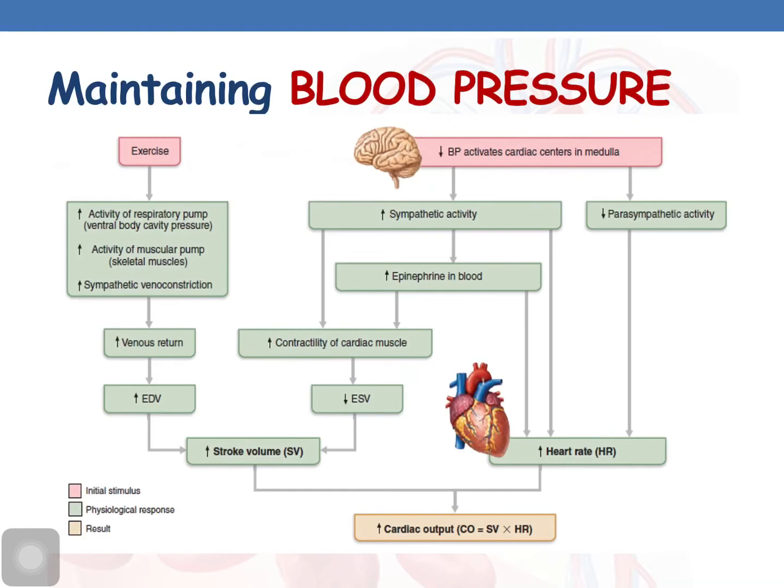Also, during exercise, it increases activity of the respiratory pump, increases activity of the muscular pump, and increases sympathetic venoconstriction, thus increasing venous return that will eventually increase end diastolic volume. An increase in end diastolic volume will cause an increase in stroke volume, thus increasing cardiac output and increasing blood pressure.